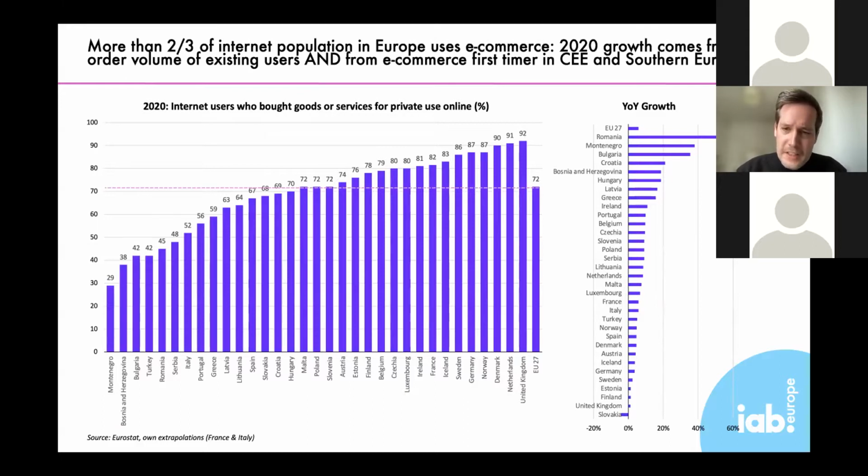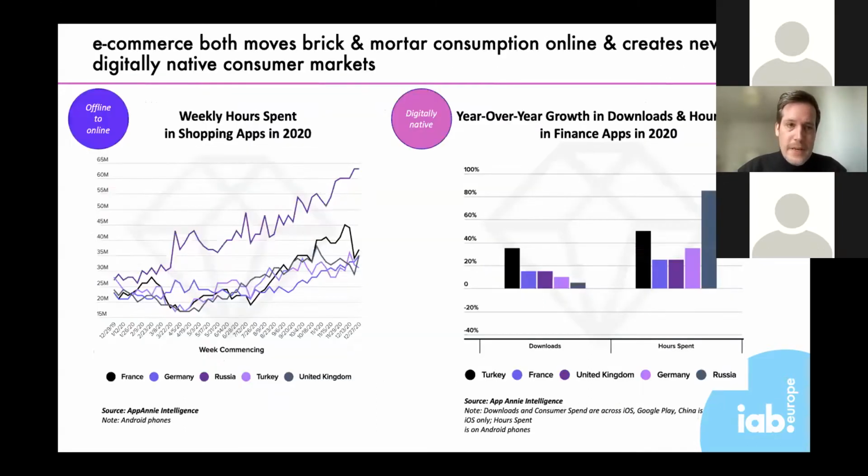But if we look on the right side, we can see that growth in e-commerce, in particular in CEE markets, has been coming from first-time buyers. We can see, for instance, in Romania, plus 35% of internet users that for the first time actually tapped into e-commerce in 2020. So some growth was coming from first-time e-commerce users. But other growth is really coming from repeat users who are now moving their consumption.